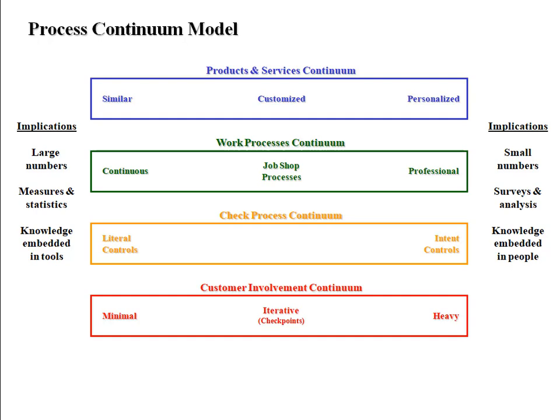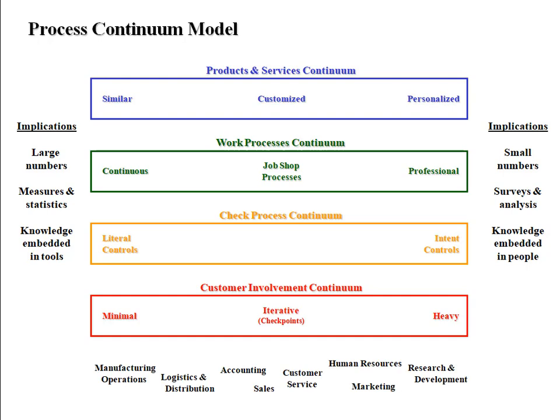Now, it's untrue that a process in your organization would be at one place on this continuum. It could be at the far right, a personalized, professional, heavily customer-focused, intent-controlled process. On the far left side, similar mass-produced processes produced in a continuous way using literal controls and minimal customer involvement. But it's not necessarily true that a given process is at the same left-right position in all of these continuums. So you get to apply this as you go through.